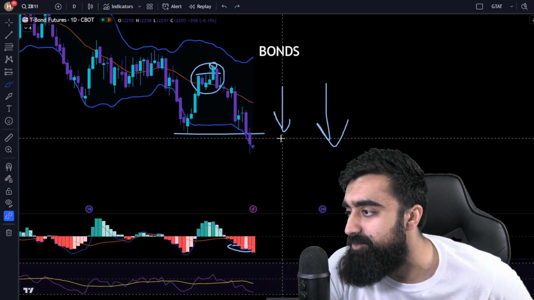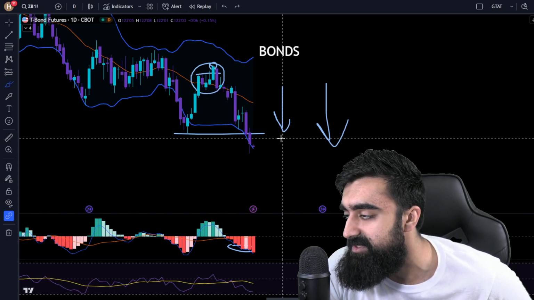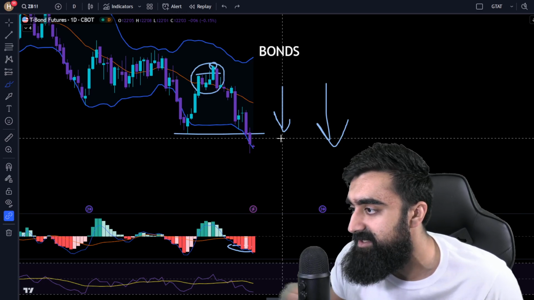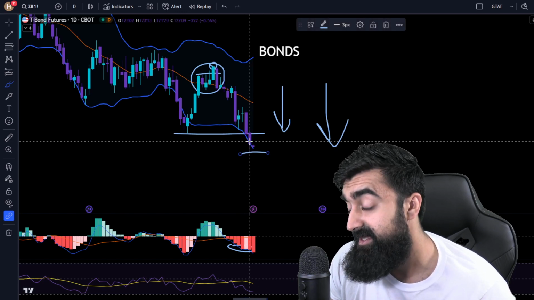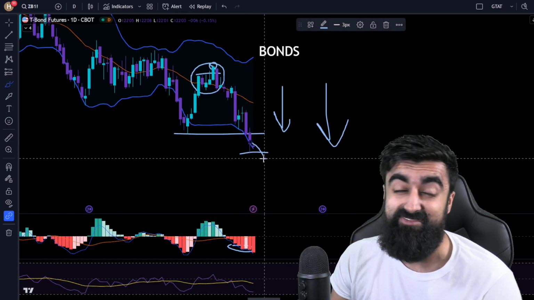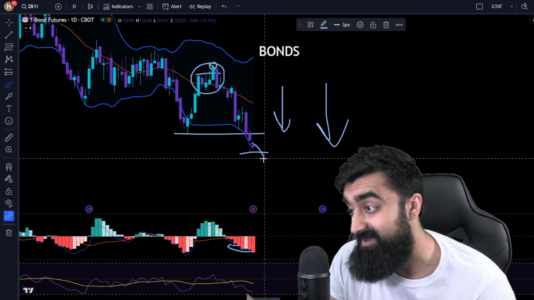Basically, 1 or 2 more days. It doesn't look like there's going to be that much more room to the downside. All eyes are going to be on the lows for today on the bonds. If it breaks below that, then it's going to be very bad. It could be very bad.